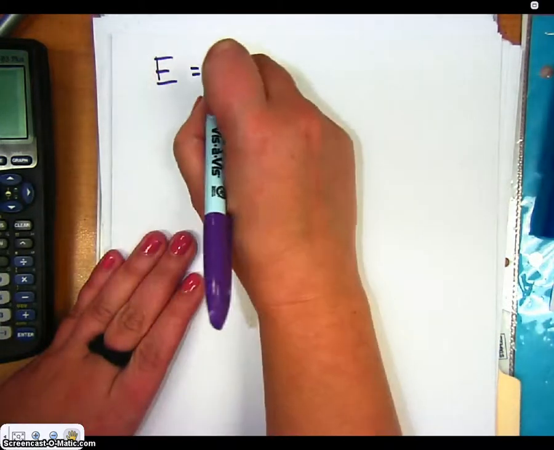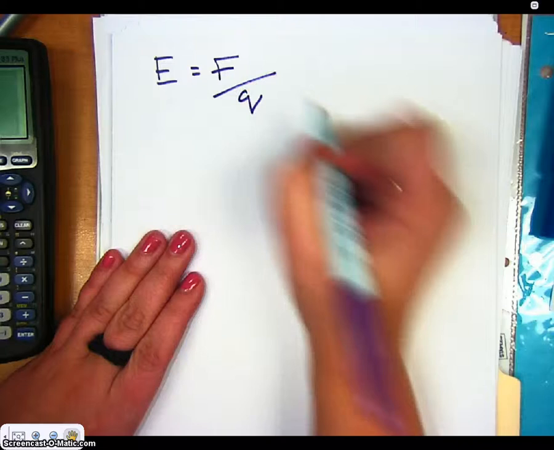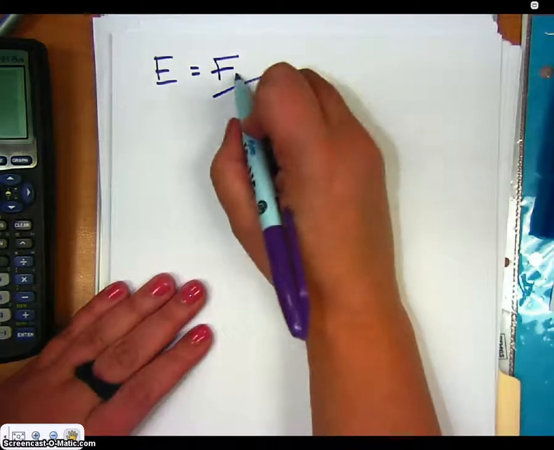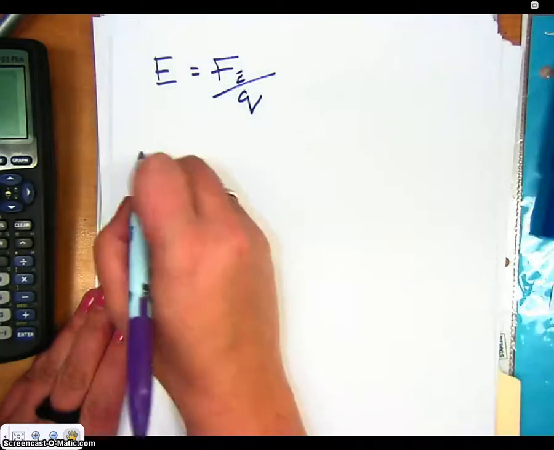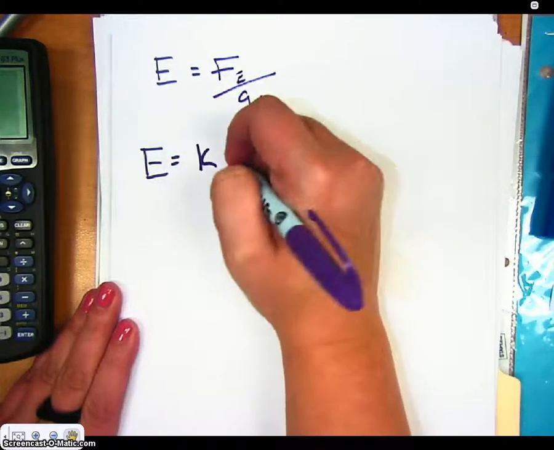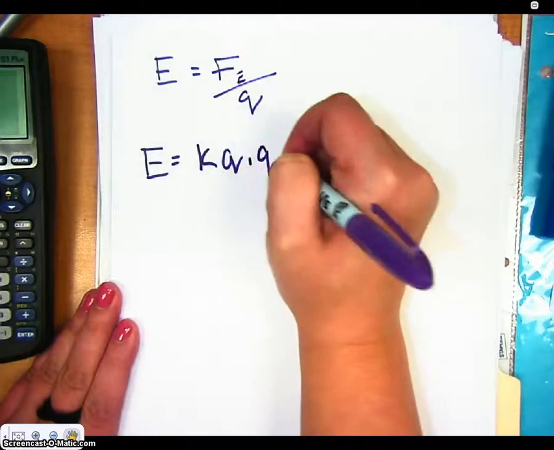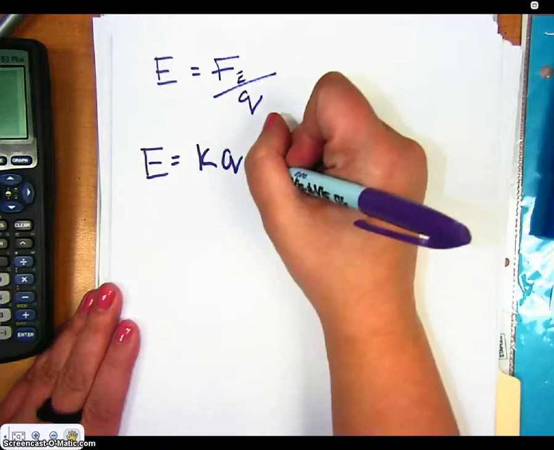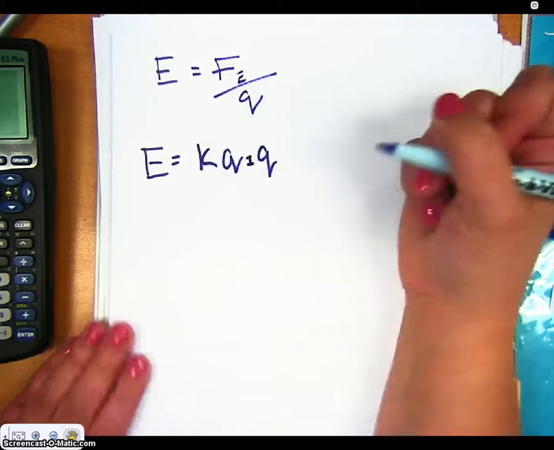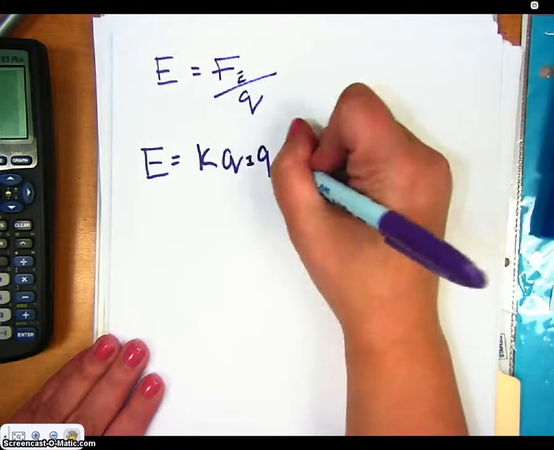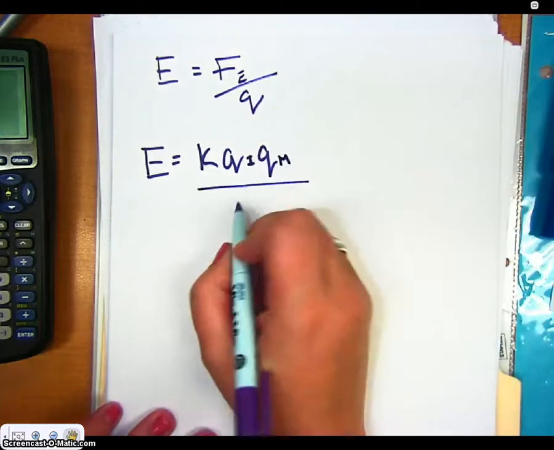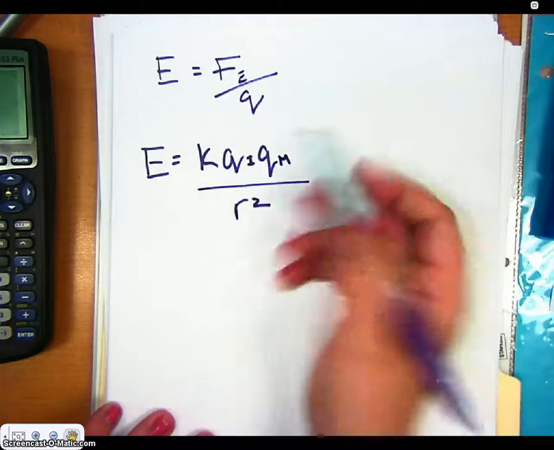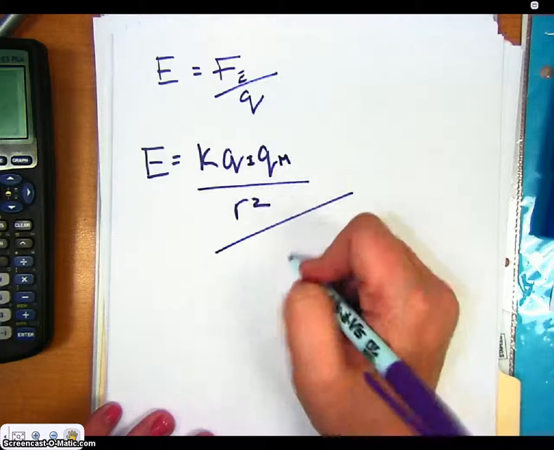So remember that E is equal to F over Q. Now remember, this right here is the electric force. So if I plugged in Coulomb's law there, I would get K, and then I have Q1, Q2. Let's say this is Qi, the charge that's in the field, and let's call this Qm, the charge that's making the field, all over R squared. And then I would divide that by Q.